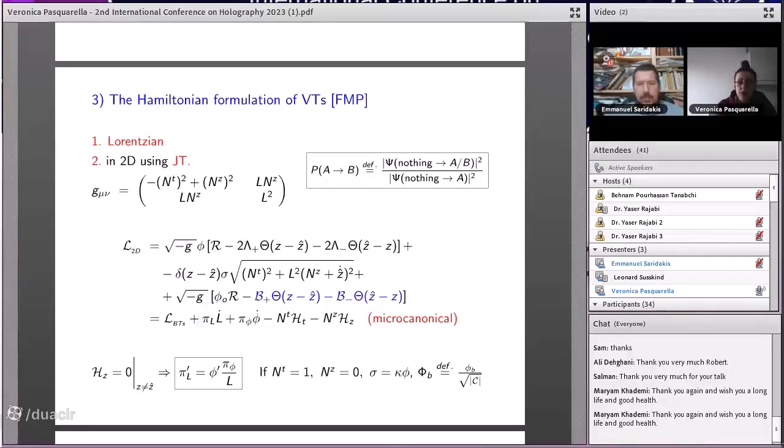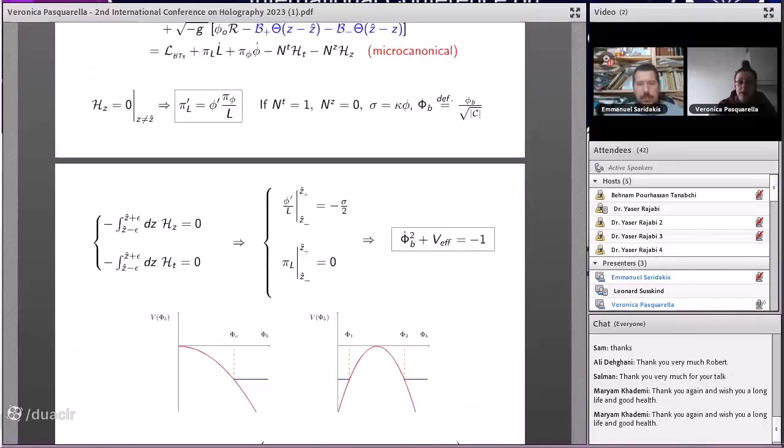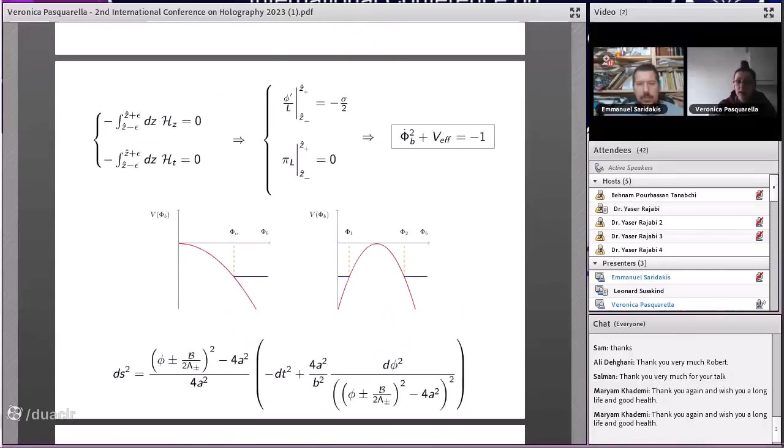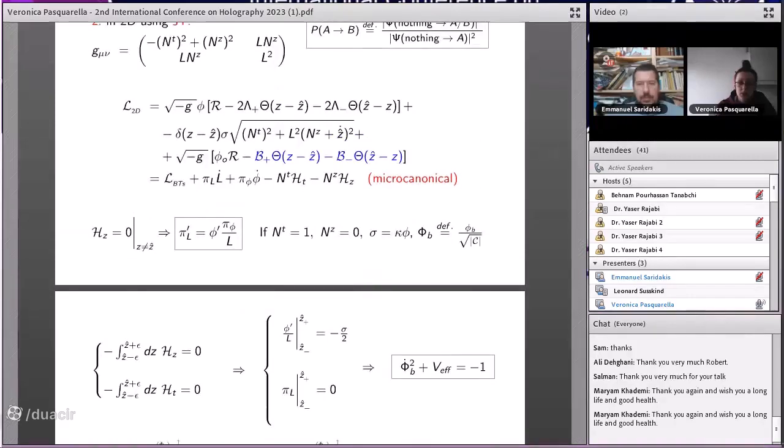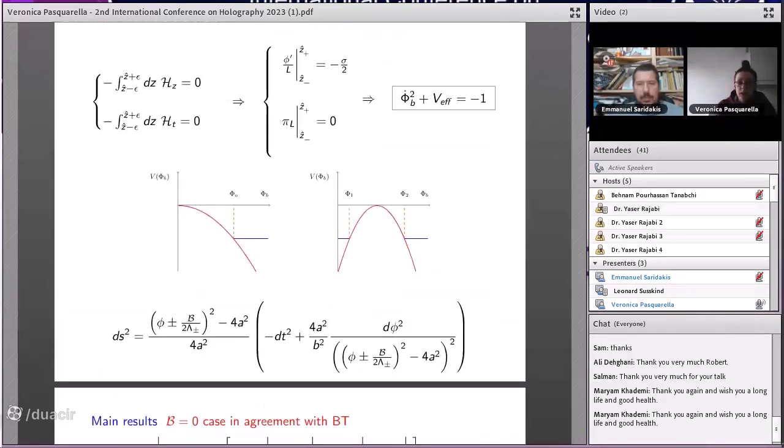Now, in the Hamiltonian formalism, we need to introduce the Hamiltonian and momentum constraints. So this means that the formalism is precisely microcanonical because we are fixed in the energy. And by integrating over the constraints, we end up having this box expression, which is like an energy conservation law. And we are able to determine the turning points by setting the kinetic term of the field to 0. So in the case where B is different from 0, we end up having two turning points rather than just one, and this is precisely the signal of the emergence of a black hole.